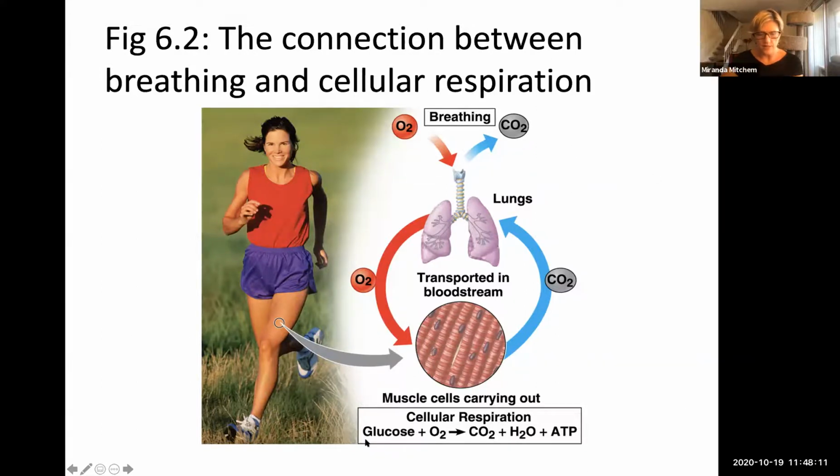So here is our equation for cellular respiration. Glucose plus molecular oxygen gives us carbon dioxide plus water, and of course, energy. That's the point of it. This chemical equation is not balanced. It does not have the numbers in front of each of the chemical molecules here.